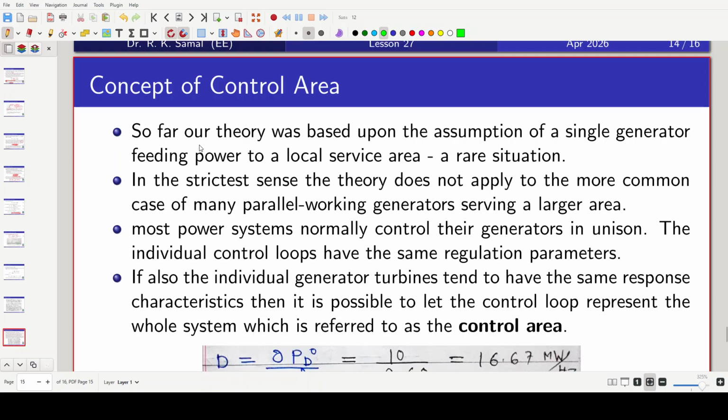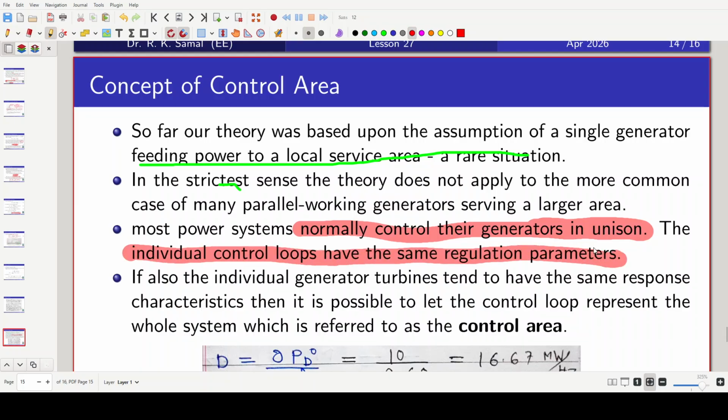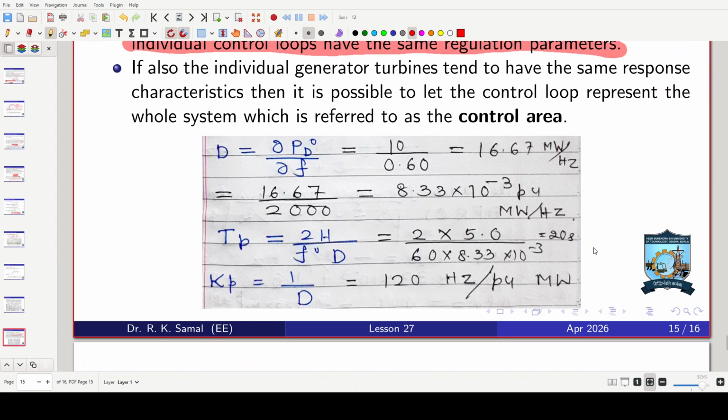So far our theory was based on the assumption of a single generator feeding power to a local service area, which is a very rare situation. In the strictest sense, the theory does not apply to the more common case of many parallel generators. Most power systems normally control their generators in unison. The individual control loops have the same regulator parameters. We will see a two area example in lesson 29. If the individual generator turbines also tend to have the same response characteristic, then it is possible to let the control loop represent the whole system, referred to as the control area.